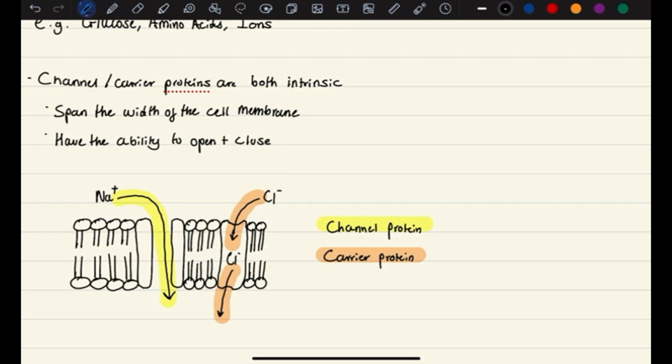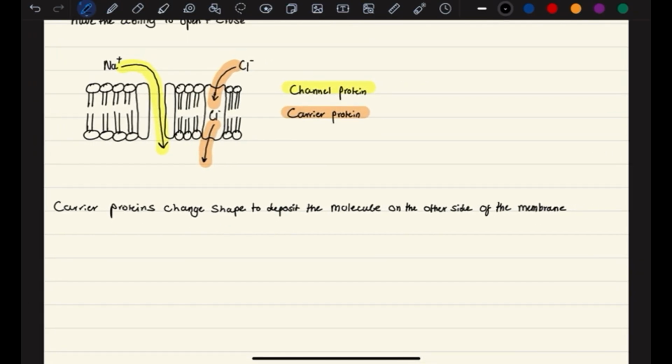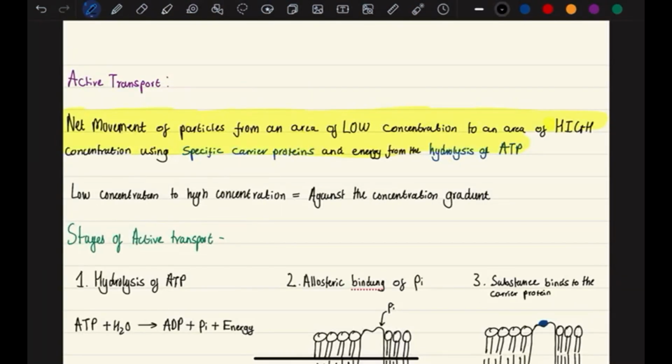Now, the carrier protein is a bit different. The carrier protein can change its shape. So it might bind to the chloride ion, then change shape to deposit it on the other side. So it's a bit more funky, yeah? We are going to get into more detail about that coming up soon. And there we go, soon has arrived.